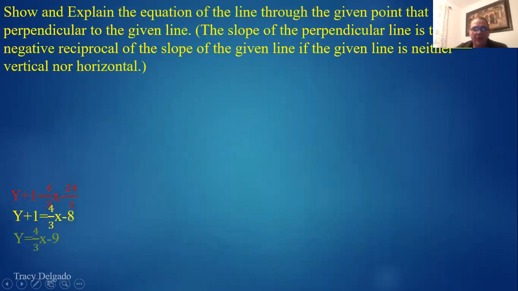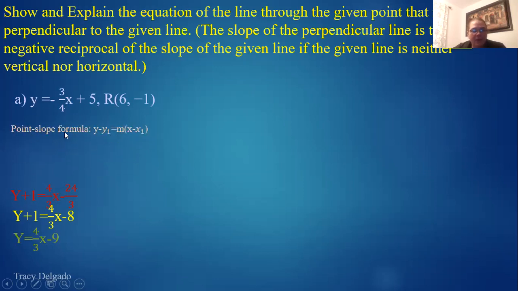Okay, in this one, we're going to show and explain the equation of the line through the given point that is perpendicular to the given line. And in this case, the slope of the perpendicular line is the negative reciprocal of the slope of the given line if the given line is neither vertical nor horizontal. Okay, in this one, our y equals -3/4 x plus 5, and the point is 6 and -1.